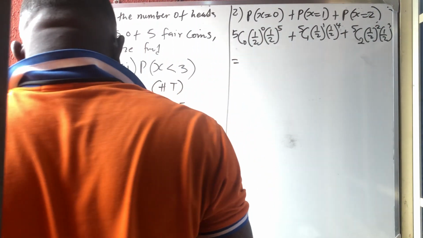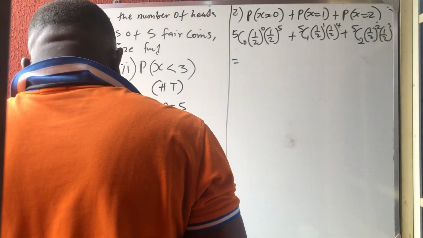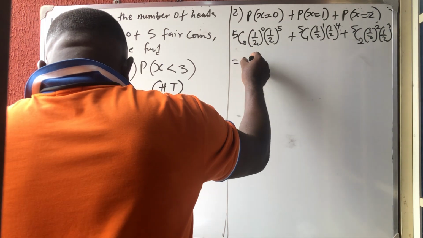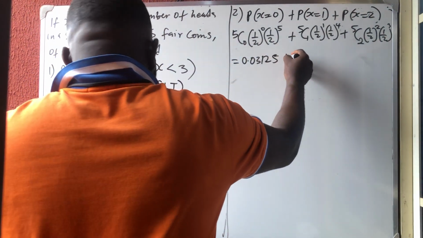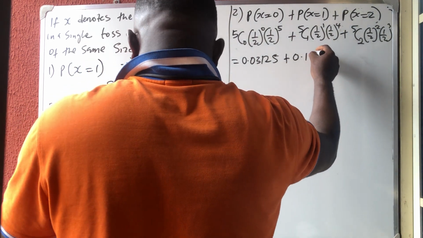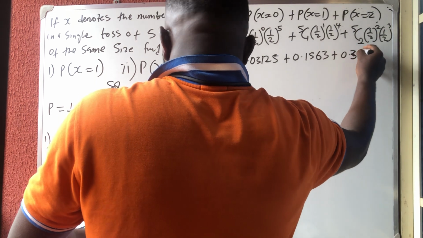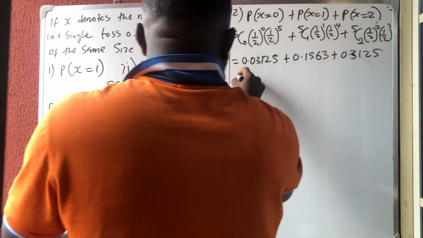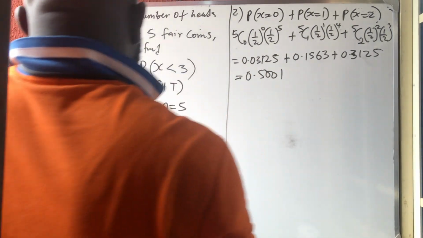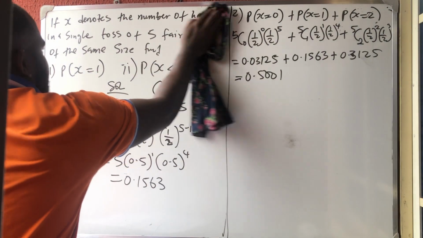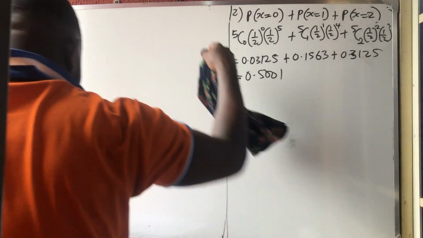So if you do that, you are going to get 0.03125 plus 0.1563 plus 0.3125. So if you add everything, you are having 0.5001. Okay, so that is that. So let's keep solving more questions so that we'll be getting familiar with how the questions look.